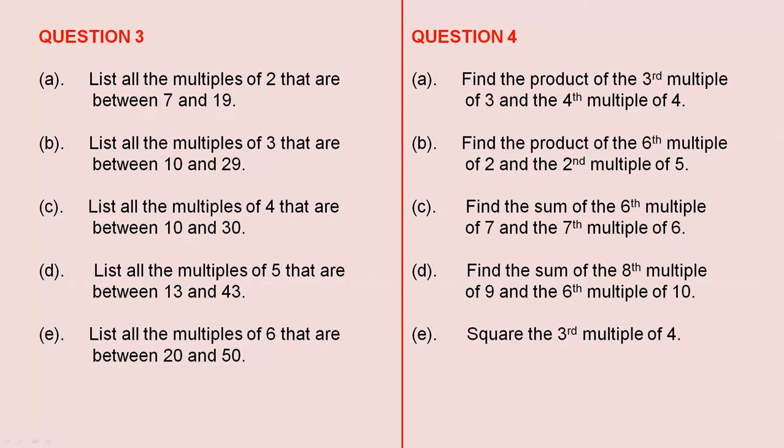Question 4. Find the product of the third multiple of 3 and the fourth multiple of 4. Find the product of the sixth multiple of 2 and the second multiple of 5. Find the sum of the sixth multiple of 7 and the seventh multiple of 6. Find the sum of the eighth multiple of 9 and the sixth multiple of 10, and square the third multiple of 4.